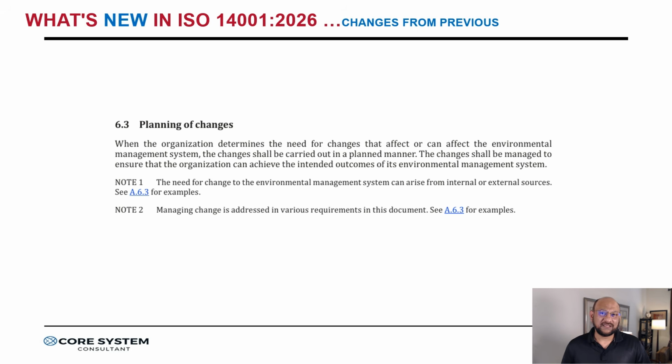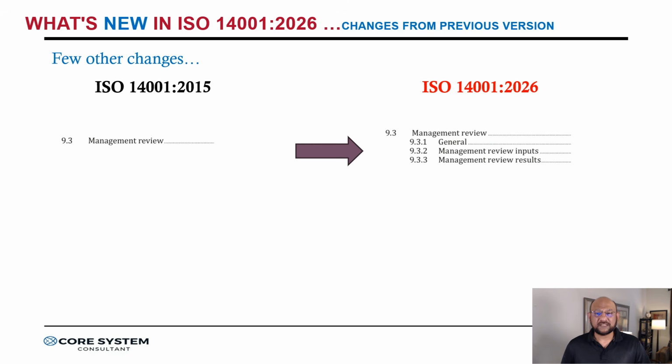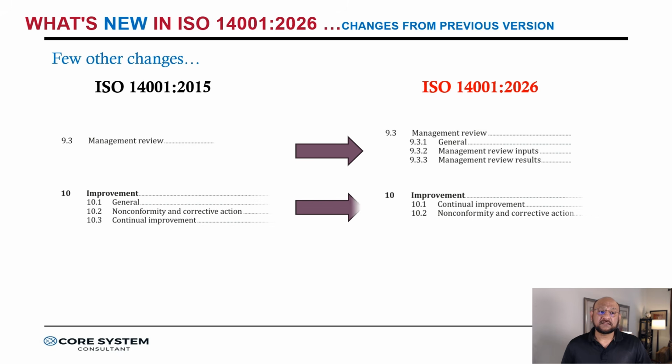And it is basically the MOC process, which is called management of change. A few other changes in the standard with respect to the other structural changes that I showed you. First, starting from 9.3, the management review has been broken down into three clauses. Again, this is to align with the 9001 requirements of the standard. So the structure is aligned now.